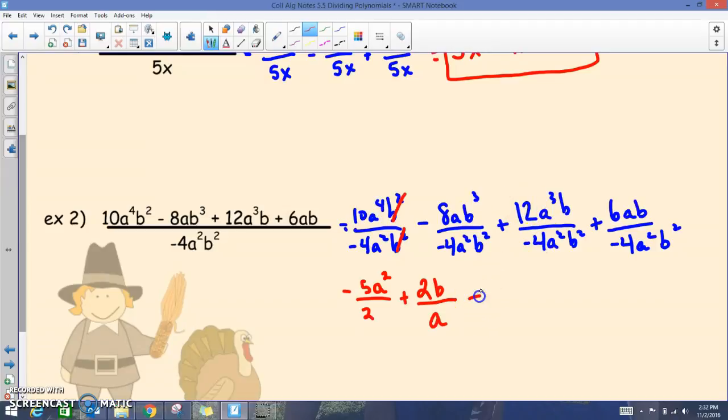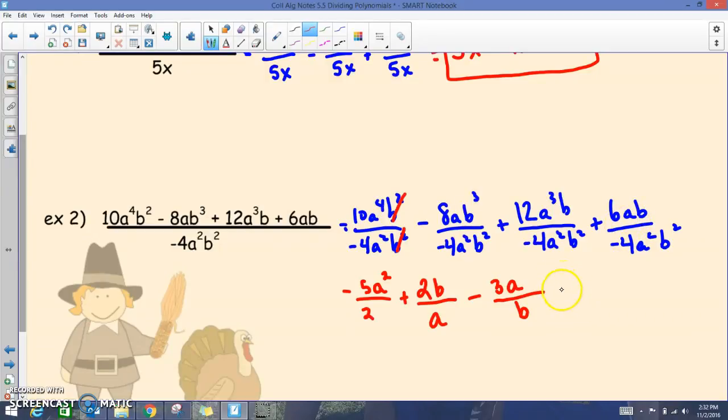12 divided by negative 4 gives us a negative 3. Where do I have more a's? On top. And how many more? 3 minus 2 gives me 1. And then where do I have more b's? Well, I have one more b on the bottom. And then lastly, it won't divide evenly.